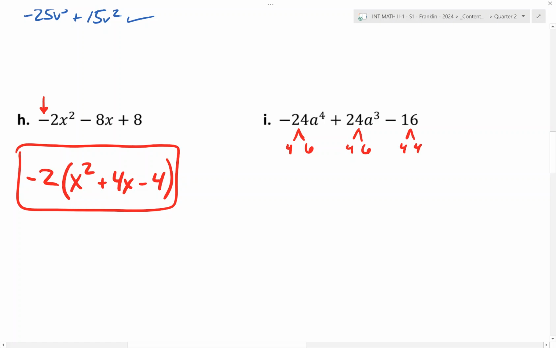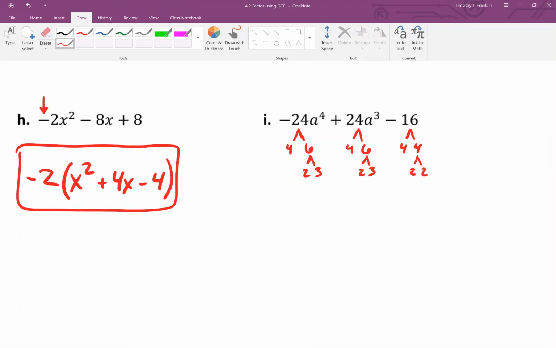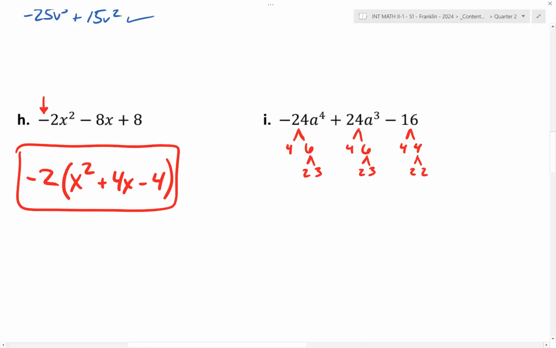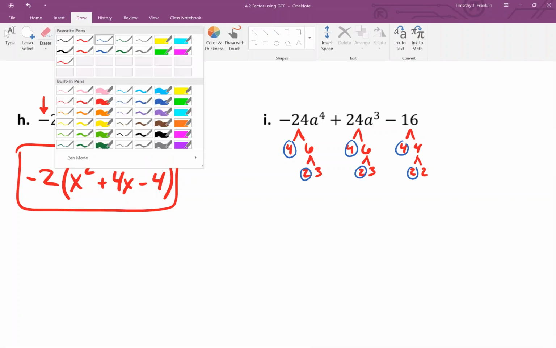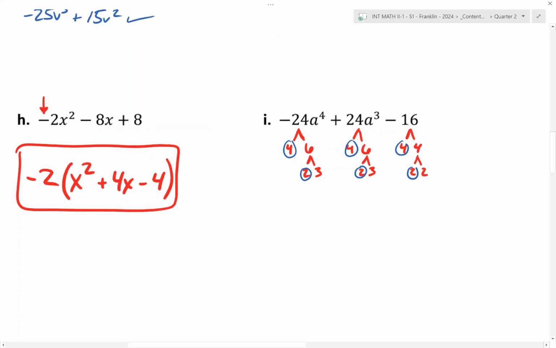Leave the 4s alone. That's what we know they have in common so far. 6 is 2 and 3. This 4 is 2 and 2. So they all have at least one 4 and one 2. So 4 times 2 is 8. Our GCF here is 8. So my initial thought was 4. Always good to double check.